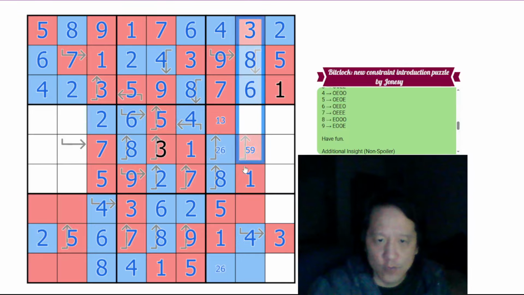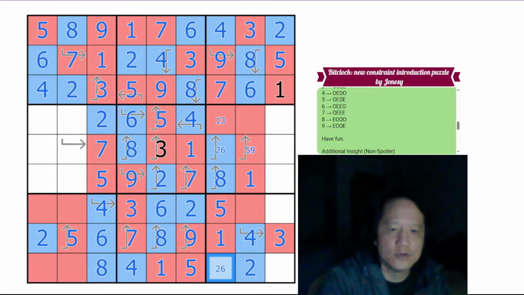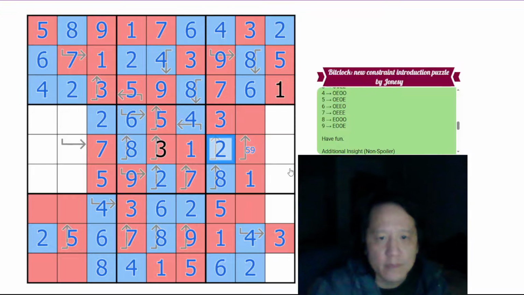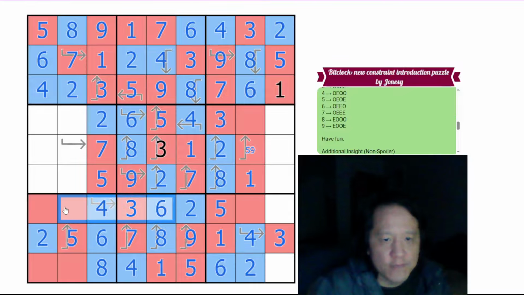We have 4 even digits in column 8, so the last digit is odd. This is 2. So 2, which makes this 6, which makes this 2. 1 eliminates 1 here, so this is 3. We have 5 odd digits in row 7, so this must be even. That makes this an odd digit here.